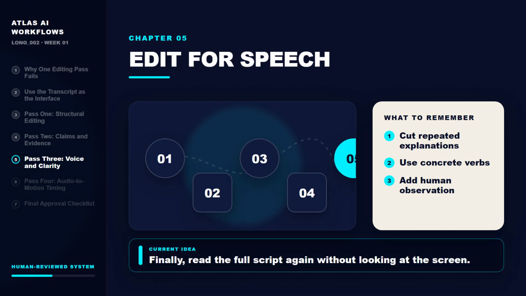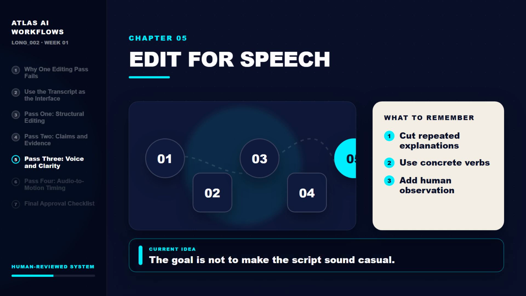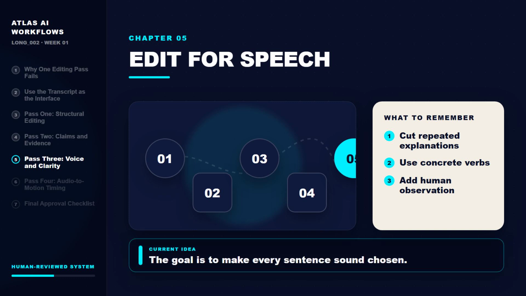Finally, read the full script again without looking at the screen. Listen for rhythm, short sentences after dense ideas, intentional pauses before a decision, and enough variation that the voice does not become a metronome. The goal is not to make the script sound casual. The goal is to make every sentence sound chosen.